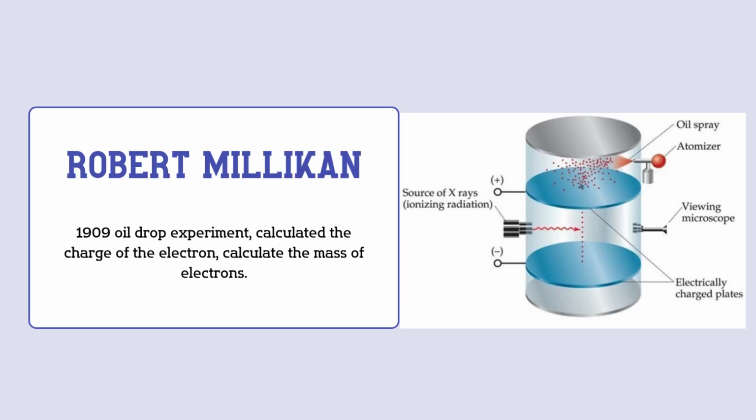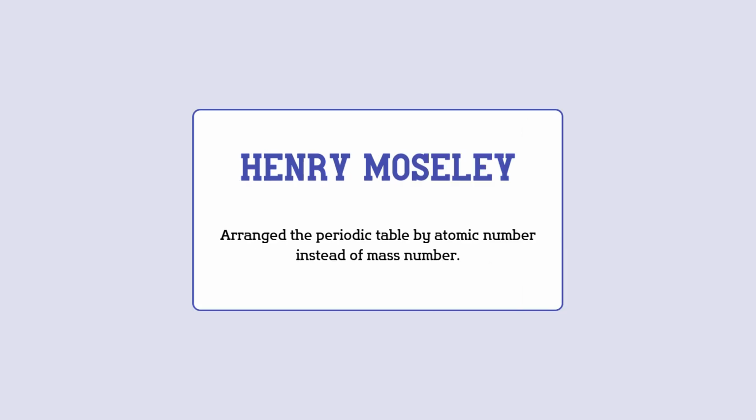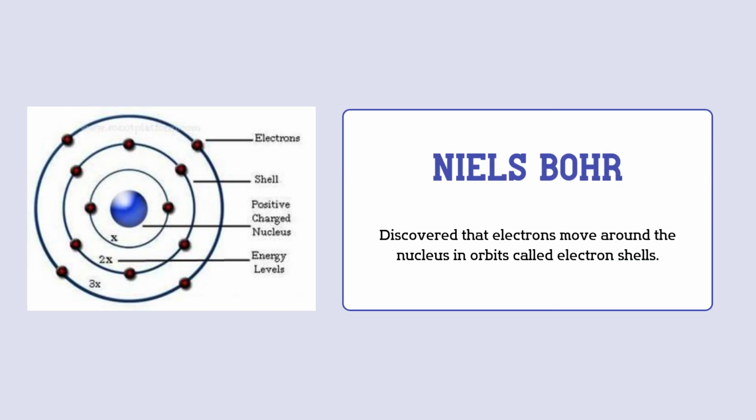Robert Millikan decided that the electrons should have a charge and also a mass, and he calculated this using this oil drop experiment. Henry Moseley took this further and applied it to the periodic table, taking the number of protons as the atomic number and organizing the periodic table that way. Finally, Niels Bohr decided to organize the electrons based on shells instead of just randomly around the atom.